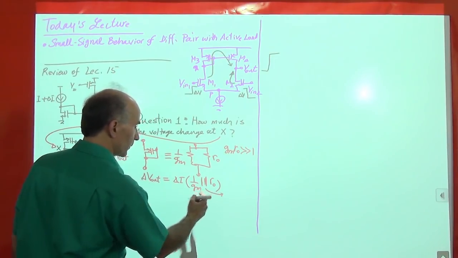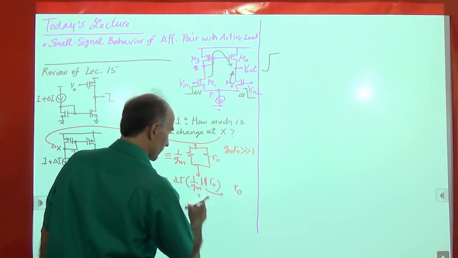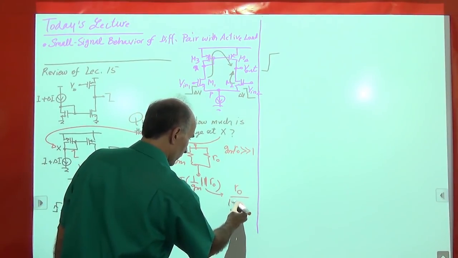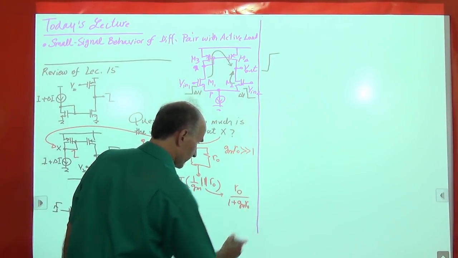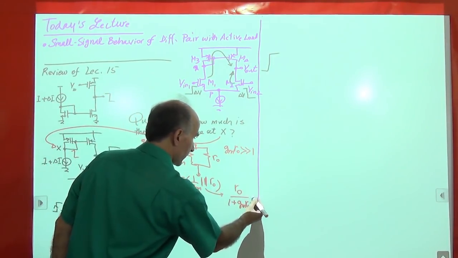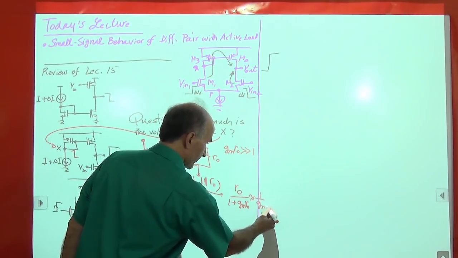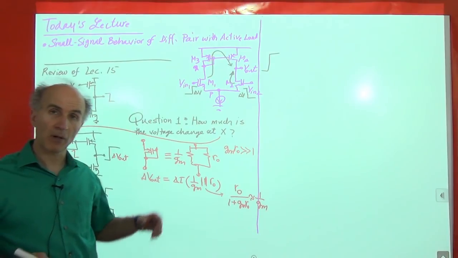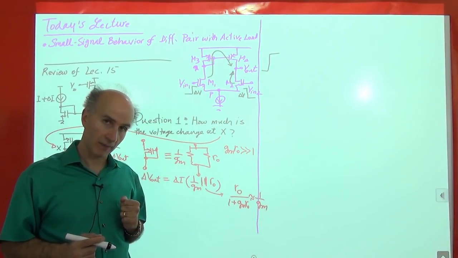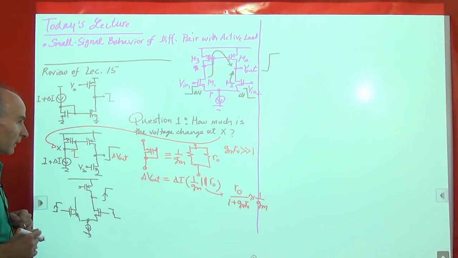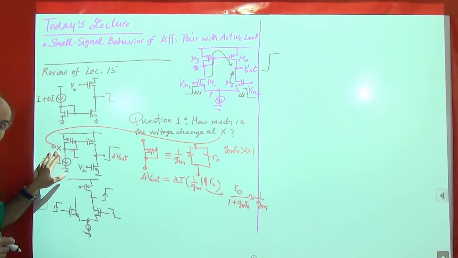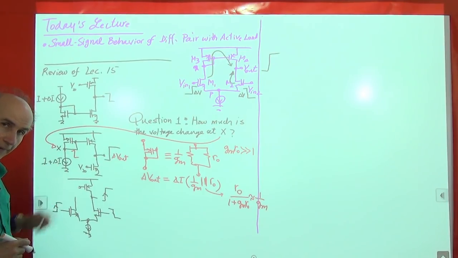Okay, so we have 1 over GM times RO divided by 1 over GM plus RO. So that's 1 plus GM RO in the denominator. And if GM RO is much greater than 1, then this RO cancels and we end up with 1 over GM. So in many cases, we approximate the impedance of a diode-connected device by just 1 over GM of that MOSFET. All right, so we found the voltage change at X in response to a current change of delta I.